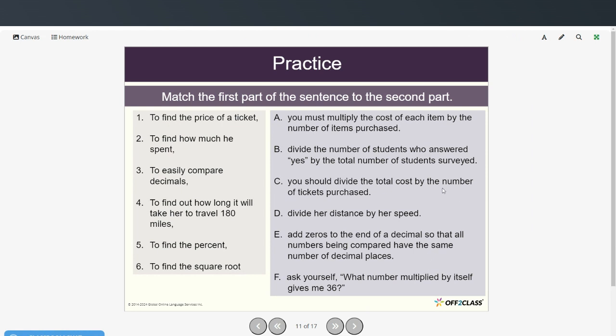Again, here are a few more. Go ahead and pause the video and try these on your own, and then you can restart when you're ready to check your answers.